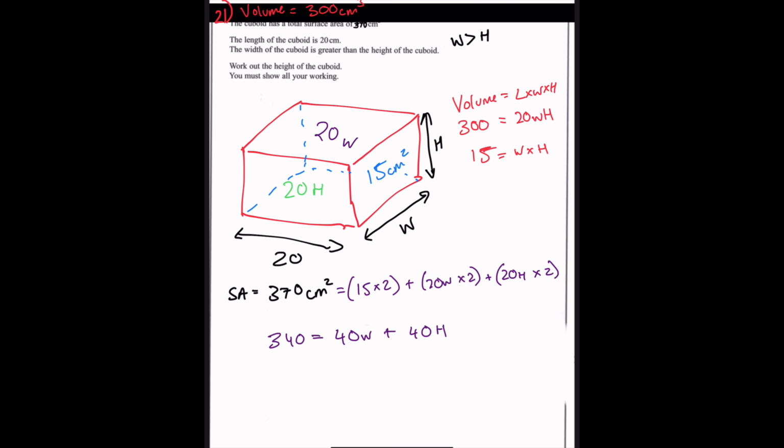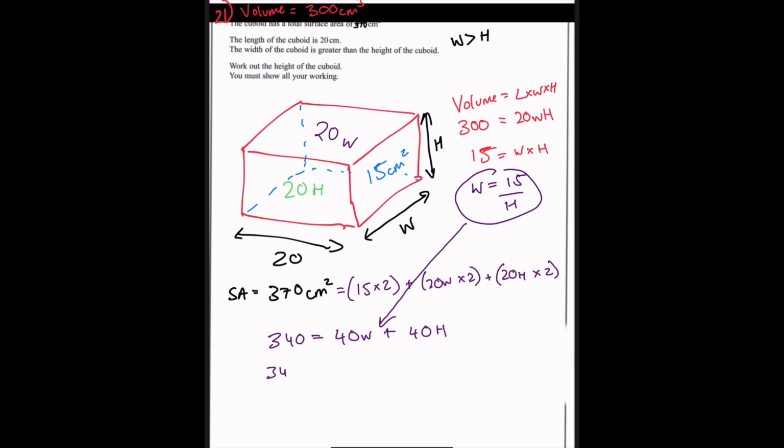Okay, that's not too bad. Now, where do I go from here? I can rearrange this. Let's say the height equals 15 over the width. Or I'm going to do it the other way actually. Let's say the width equals 15 over the height. I'm going to take this and substitute that in over here.